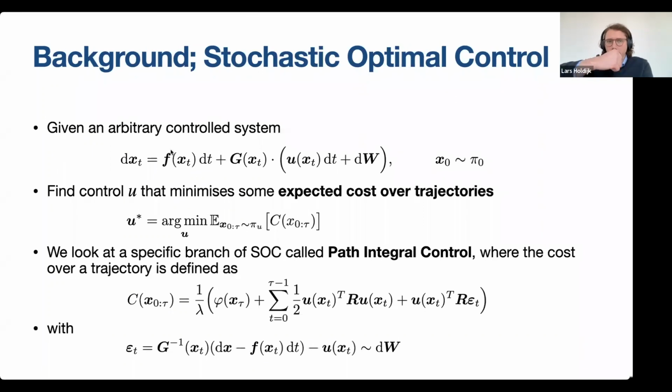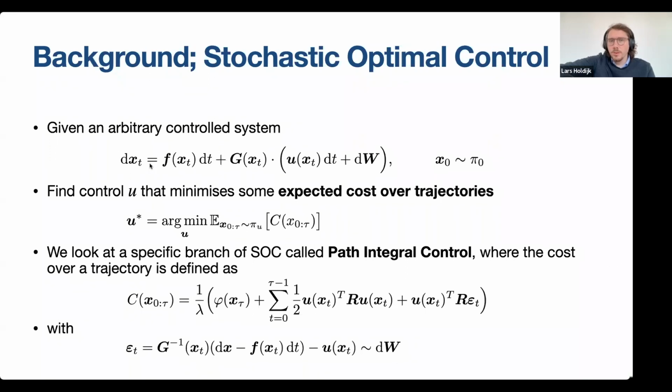In our case, we're looking at a specific branch called path integral control, where this cost C is defined as follows. We have a terminal cost phi and a quadratic cost on the control itself. Just to clarify, this epsilon is the amount of noise added at every time step by this Brownian motion. So this is a very specific branch of stochastic optimal control.